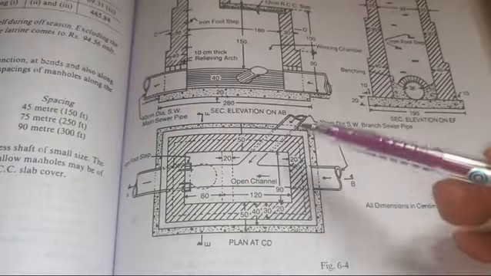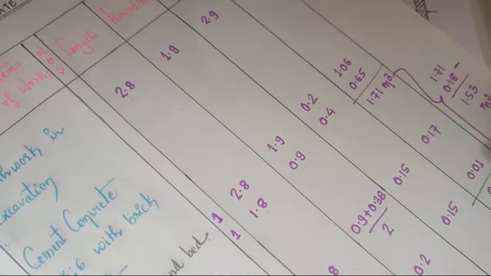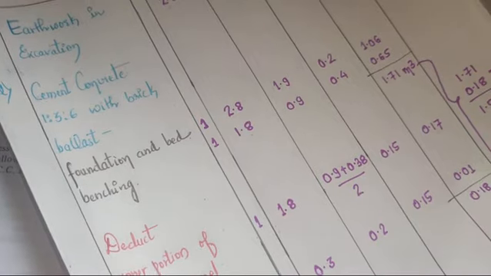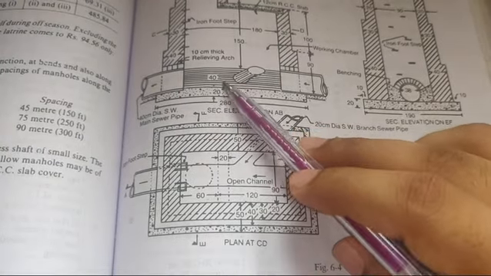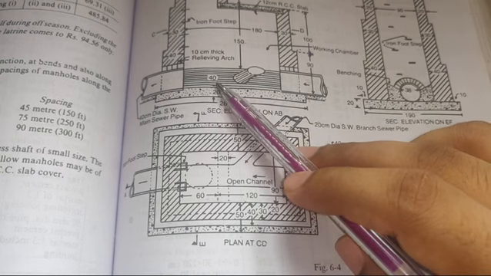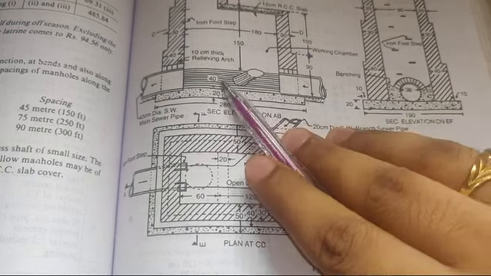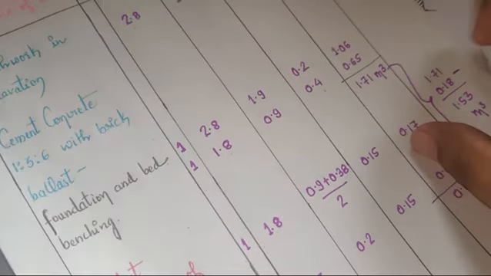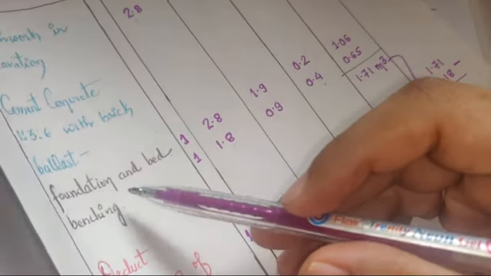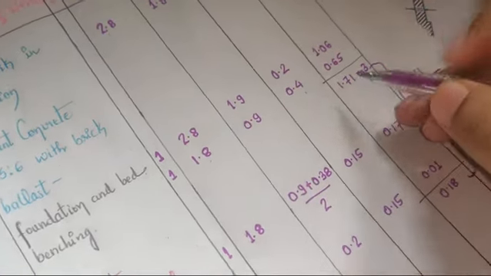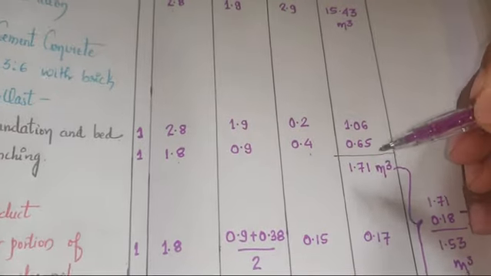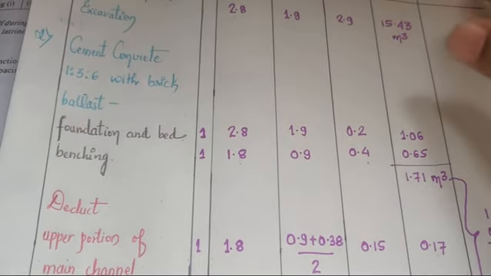What is the width of benching? It is 90 centimeters, so I'll write this as 0.9. Then what is the height? The height is nothing but the out to out diameter of the pipe, which is 40 centimeters, given here, or I'll write it as 0.4. So you get the cement concrete required for foundation, bed and benching. Find out the total quantity, and the total quantity works out to be 1.7 meter cube.